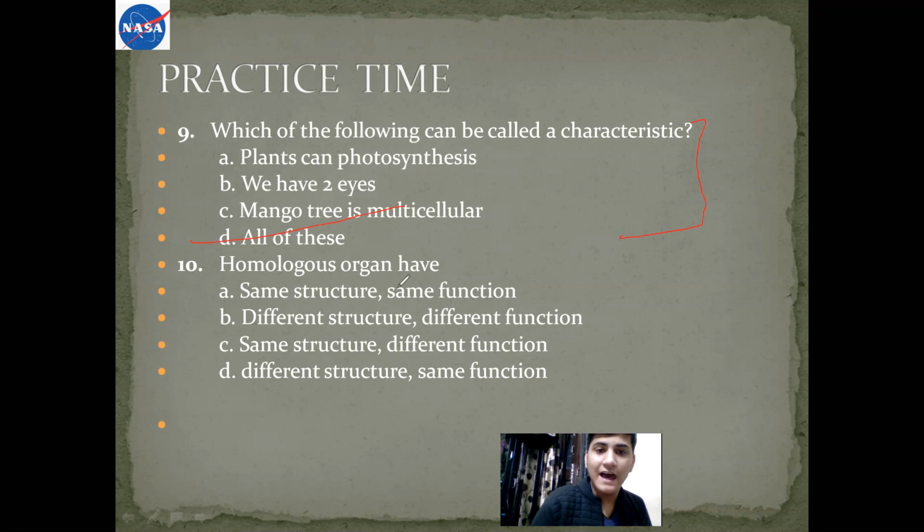Now, homologous organs have... what is the meaning of homologous? Firstly, homologous means difference. Okay. Now what is the correct option? Same structure, same function; different structure and different function; same structure and different function; different structure and same function. In homologous organs, we have same structure but different function. This is the answer. Okay, moving to our next slide.